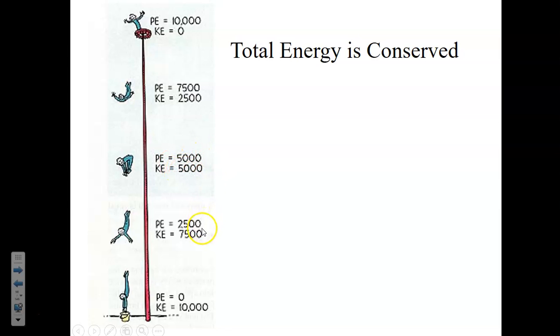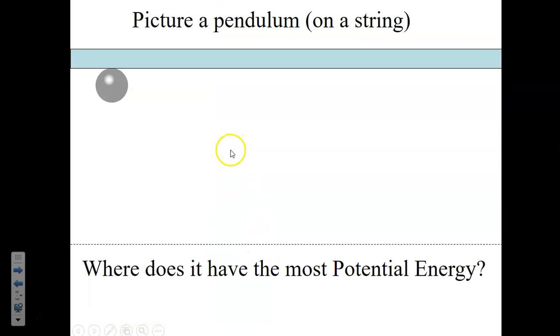When I'm 3/4 of the way to the ground, I still have 10,000 joules. And just before I reach the ground, I've lost all my gravitational potential energy, and I've gained all of it in the form of kinetic energy. So I've got 10,000 joules of kinetic energy. The total amount of energy is conserved. The total amount stays the same.